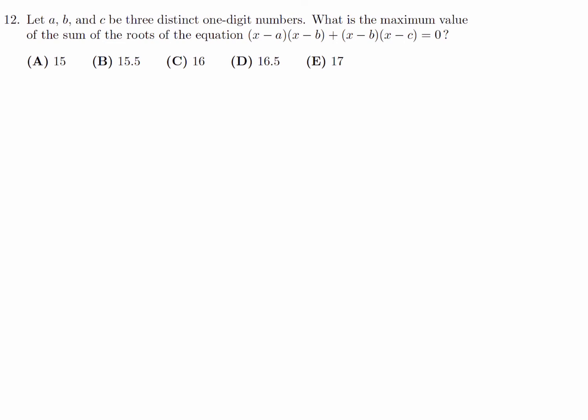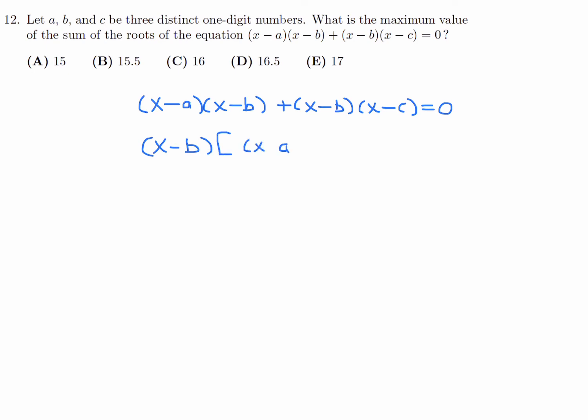Let a, b, and c be three distinct one-digit numbers. What is the maximum value of the sum of the roots of the equation x minus a times x minus b plus x minus b times x minus c is 0? Well, I don't encourage you to multiply this all out. The fact that it's factored already is very helpful. We can factor once more by taking out the x minus b and then x minus a plus x minus c, like that. So that means I got x minus b, and this becomes 2x minus a minus c.